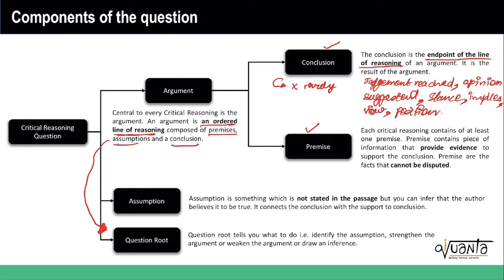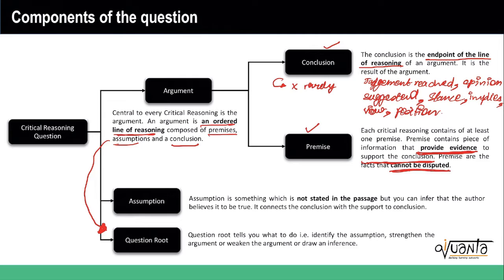Now premise is whatever supports the conclusion. So premise contains a piece of information that provides evidence to support the conclusion, right? And premises has those facts which cannot be disputed as a part of the question.